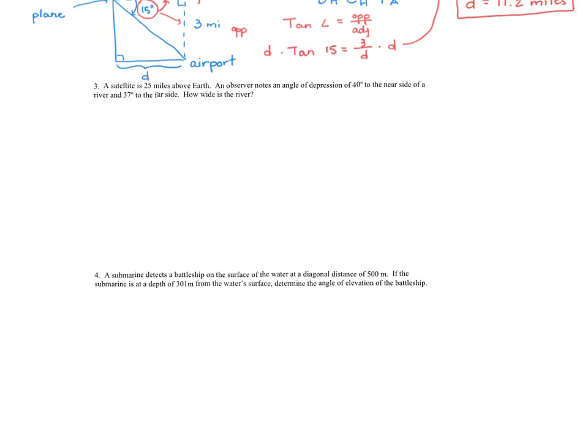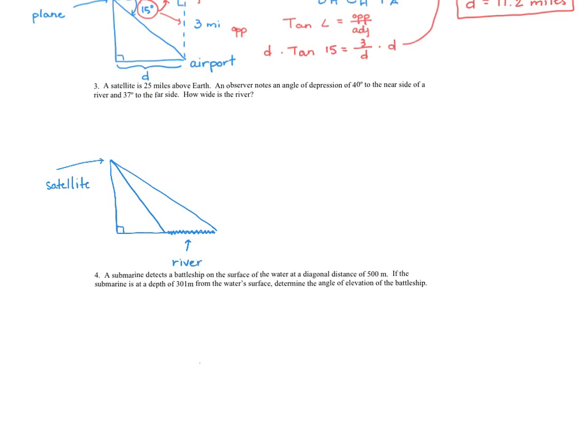We have a satellite that's 25 miles above the Earth. So again, I'll draw in my triangle to get me started. And up here is the satellite. An observer notes an angle of depression of 40 degrees to the near side of a river and 37 degrees to the far side. So down here on the ground somewhere, we need to draw in our river. And what you'll notice is we're talking about the near side and the far side. So this is my river.